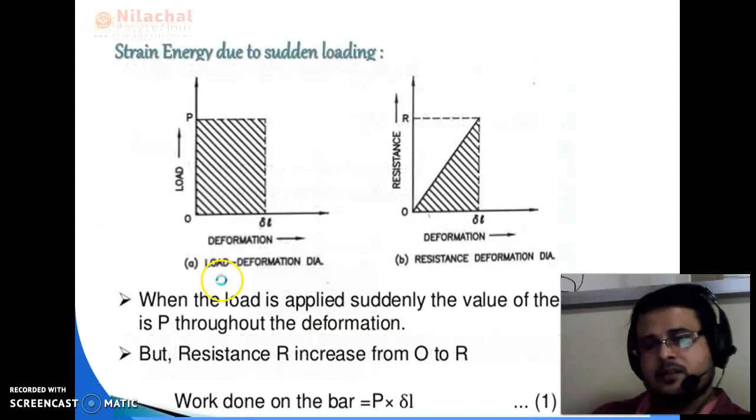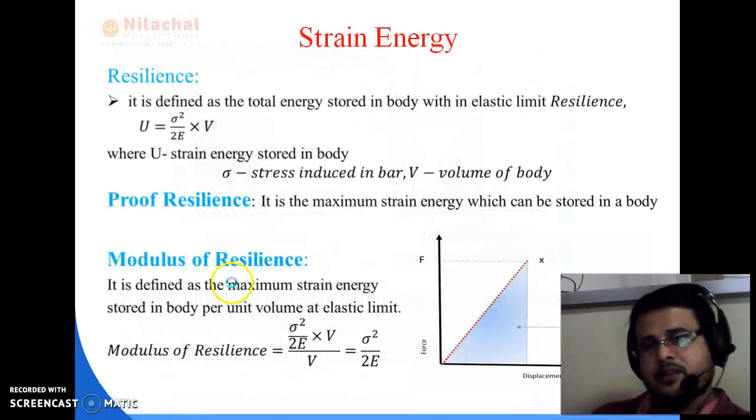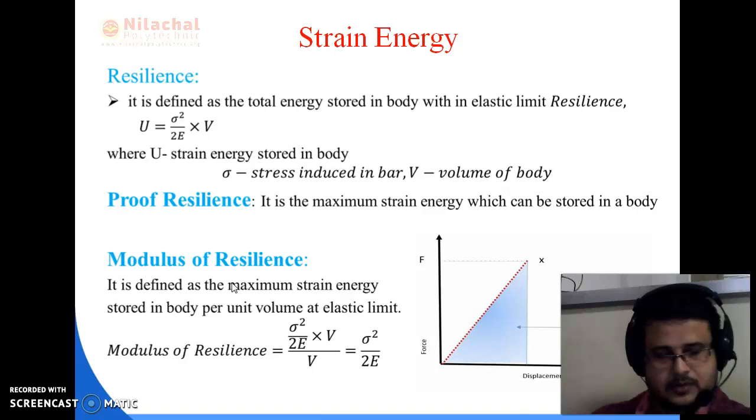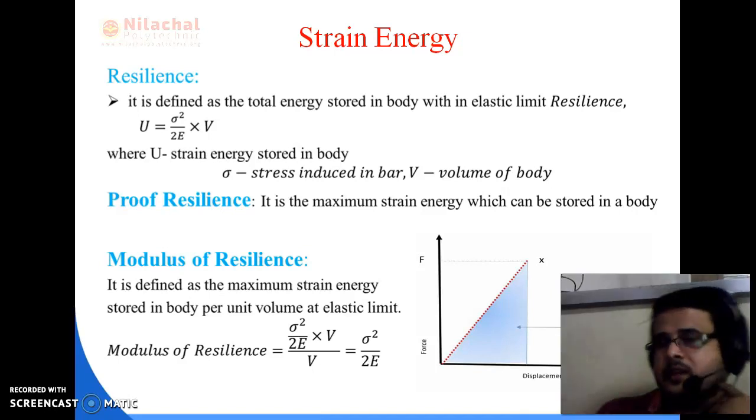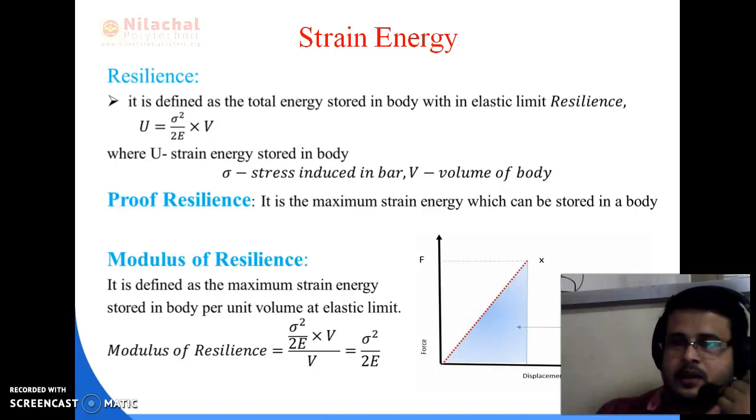Now let's see some definitions about resilience. As we know that strain energy means energy stored or absorbed by the material. Hence the total energy that is stored inside the body within elastic limit is called resilience. We have the formula U is equal to sigma square by 2E into V, where V is the volume and U is the strain energy.